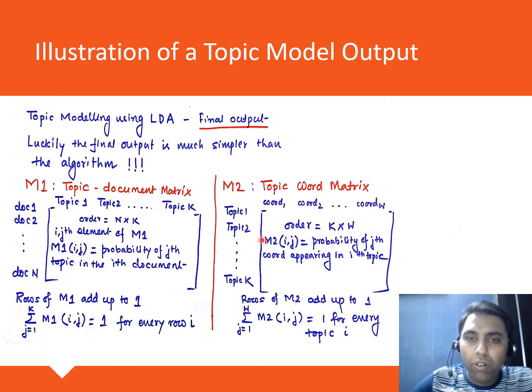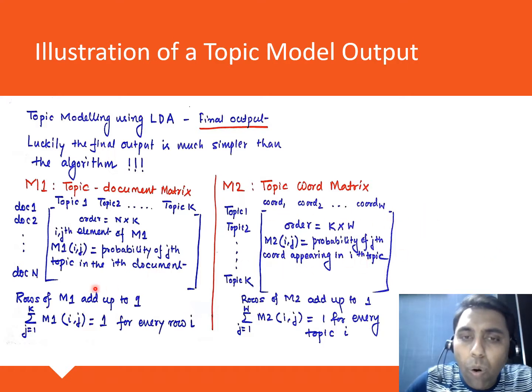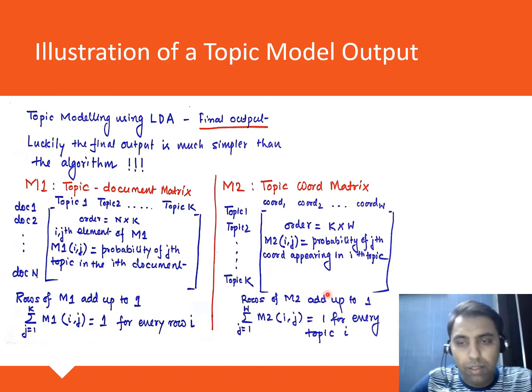And also, similar to the matrix M1, in M2 also the rows will add up to 1, because the first row will be interpreted as the probability of word 1 in topic 1, then the probability of word 2 in topic 1, and so on and so forth, and all these probabilities will add up to 1. So similarly all the rows of the matrix M2 will add up to 1. So these are the two outputs that we get when we run the topic model in R.